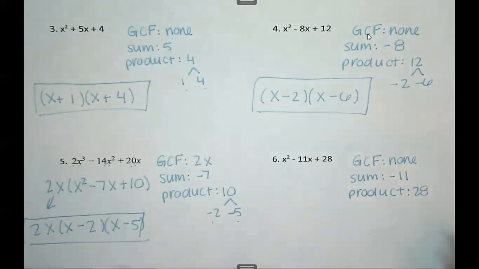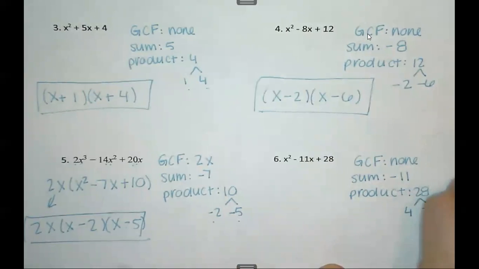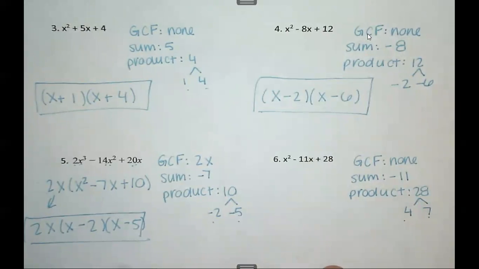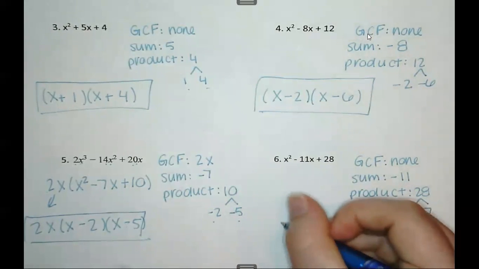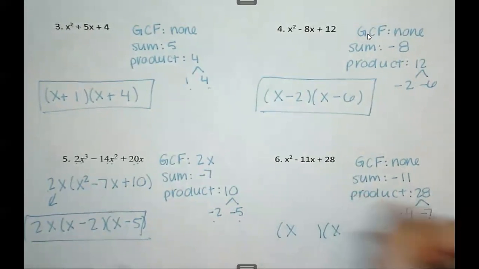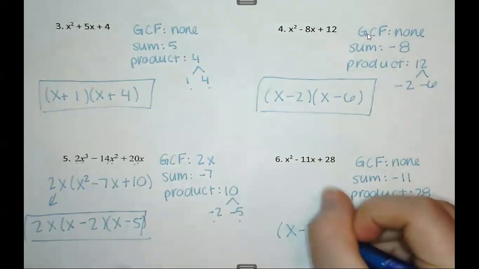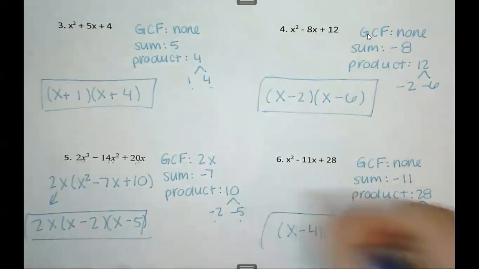So maybe I think 4 and 7. 4 times 7 will give me 28, but I need it to give me negative 11. So I could make them both negative, and negative 4 plus negative 7 is negative 11, and a negative times a negative is a positive. So I'm putting them into my 2 sets of parentheses. You start them both with an x, and then just plug in your numbers. And there we go.